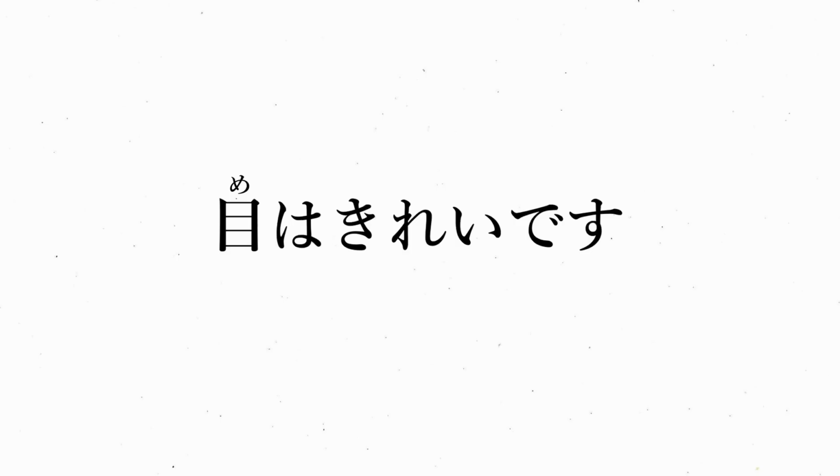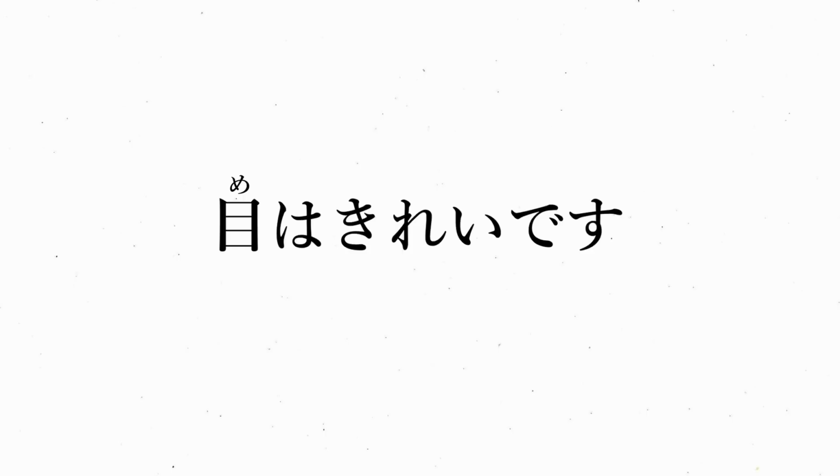So the wa and ga distinction is incredibly important in Japanese, and it can offend people if you don't use it correctly. Let me tell you a story about why the difference between wa and ga is so important. There was a boy who was learning Japanese, and he had a crush on a Japanese girl, and he wanted to tell her that her eyes were pretty. So he said to her, 目はきれいです. Kirei means pretty, me means eyes. The girl ended up being offended by this, and he didn't understand why.